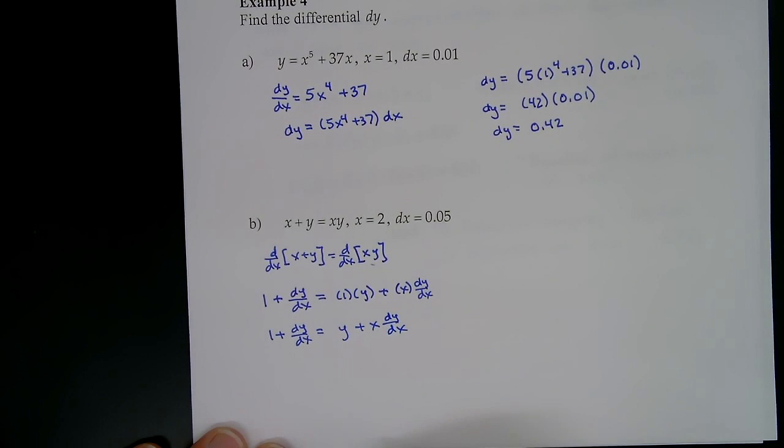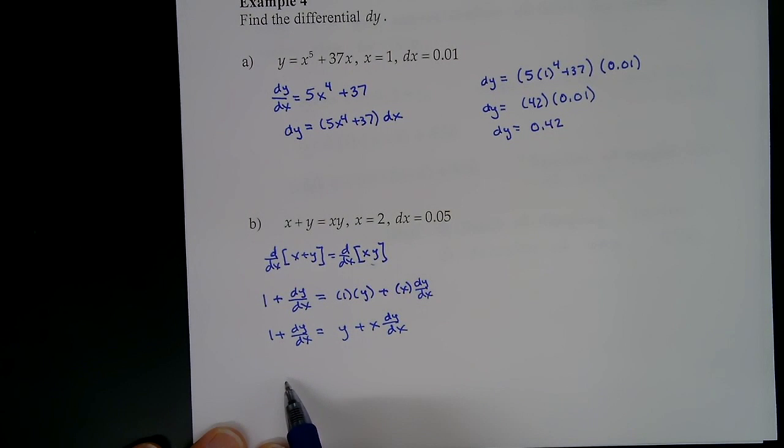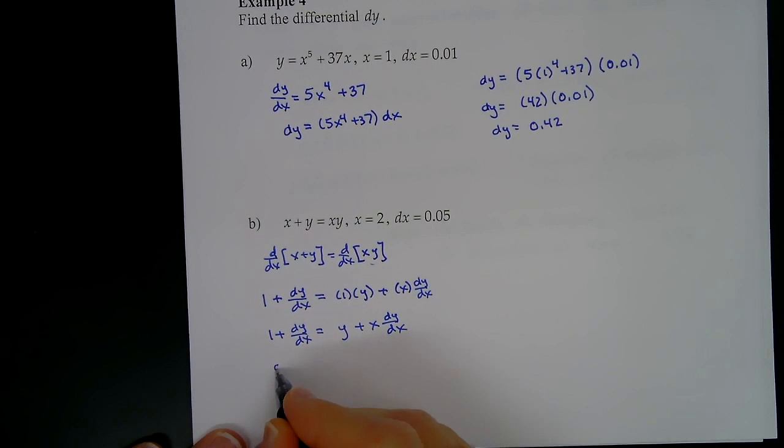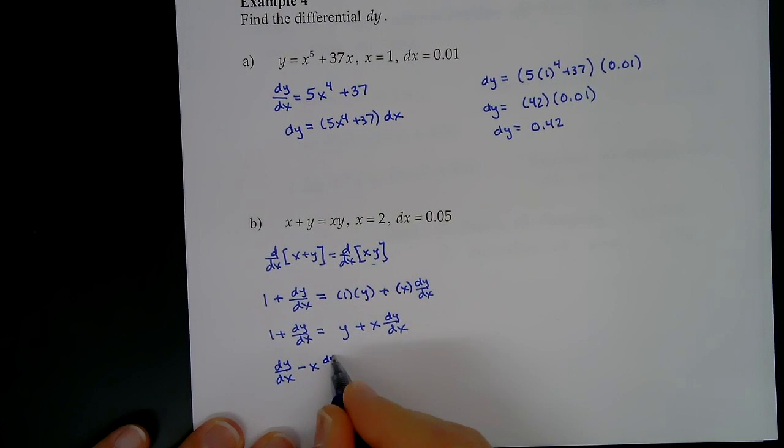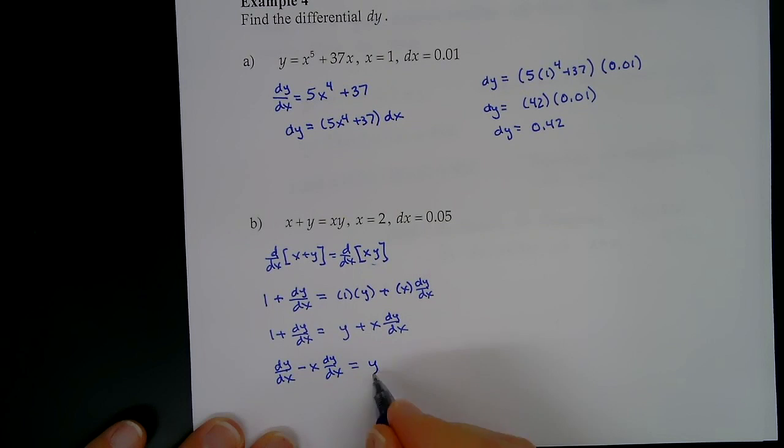And I would say there's not one side better than the other to move them to. I mean, there really isn't. But you want to collect all your dy over dx's on one side and anything that's not a dy over dx on the opposite side. Okay, so I'm going to move everything to the left-hand side because that way I'm going to get dy over dx over here. I have this dy over dx right here already. I'm going to move this over, so it's going to be minus x dy over dx. And that's going to equal the y that's on the right-hand side. And then moving the 1 over, I get minus 1.